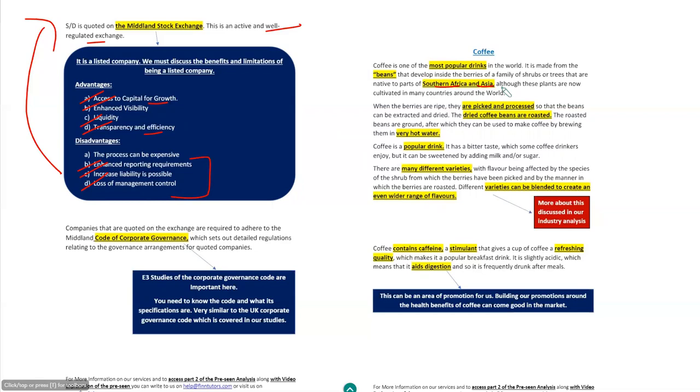After which they are used to make coffee by brewing them in very hot water. So they're explaining the process briefly. This process is explained in detail in the later stages of the pre-seed.